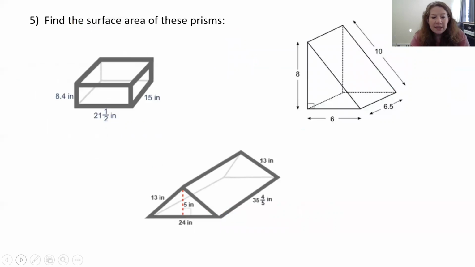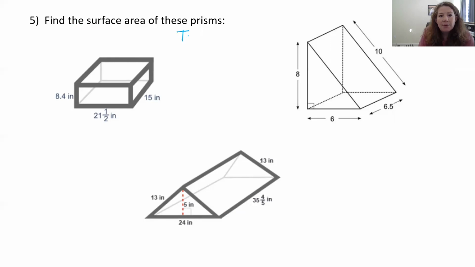All right, surface area. Now this takes a little bit of work because for surface area, for rectangular prisms you're going to have 6 sides, and for triangular prisms you're going to have 5 sides. So if I have a rectangular prism, I'm going to make myself a little code over here.